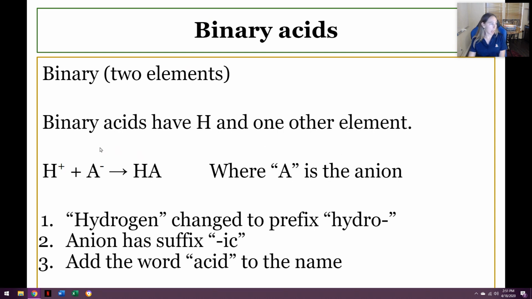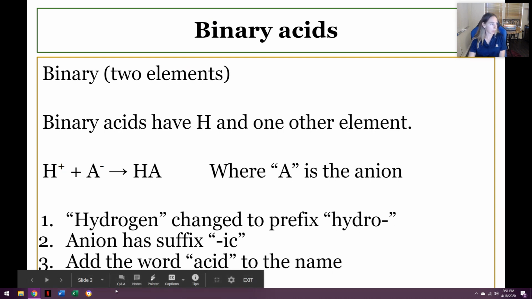In this general reaction here, we have a hydrogen ion with its +1 charge, and A-, which is representing any single element anion. The general acid is HA. For the name of this general acid, we have a prefix in the beginning, hydro. Then you name the anion with an ending or suffix of ic. So you have to change the ending of the anion to ic. Then add on the word acid at the end.